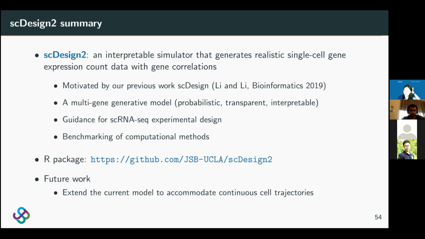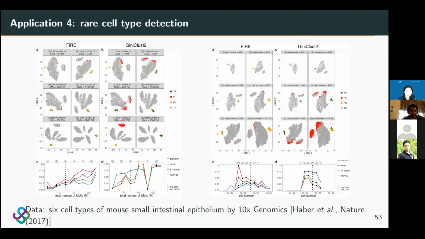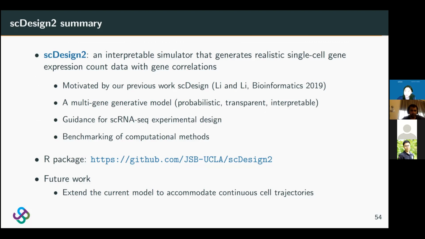And so for future work, we want to extend the current model to account for continuous cell trajectories. Just as in the first part we said, right now it can only simulate data for discrete cell types, and that's the biggest limitation it currently has. So I want to say that, sorry, I think I missed one slide, but probably because of this version. I want to say that if you want to learn more about the copulas, you can check out a book called Introduction to Copulas by Dr. Roger Nelsen. That book is not very thick and it gives a very good introduction to copulas.